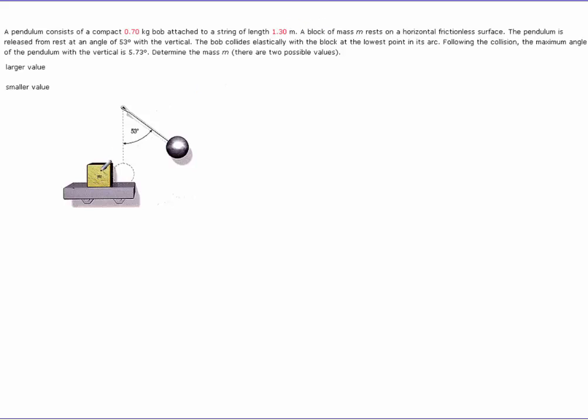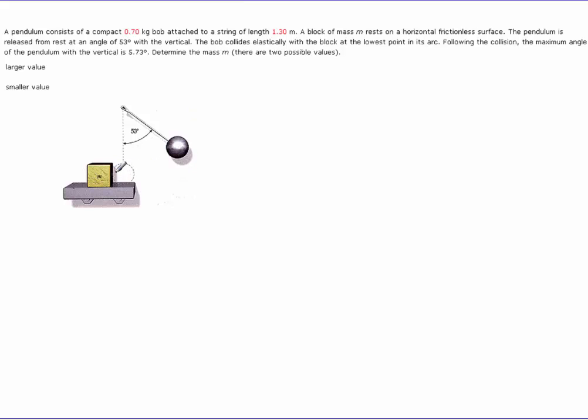You have a block M here that's at rest on a horizontal frictionless surface. The pendulum is going to be released from rest at an angle of 53 degrees with the vertical. The bob collides elastically with the block at the lower point of its arc. Following the collision, the maximum angle of the pendulum with the vertical is going to be 5.73 degrees. Determine the mass m.